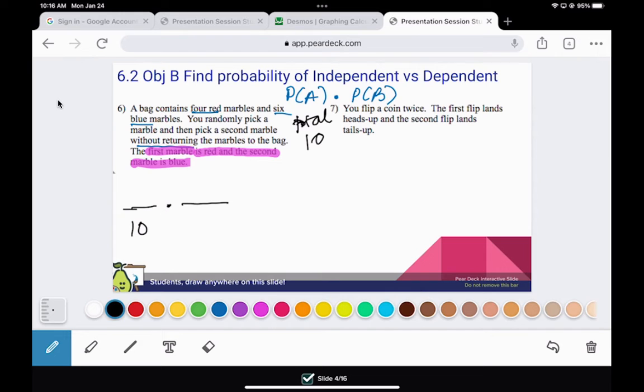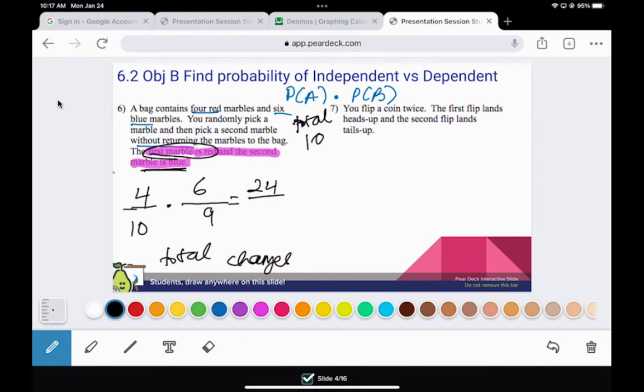The first event was red. So that's 4 out of 10, because I have 10 marbles and I have 4 red. Then the other one said the second is blue, but here's the problem. You took 1 marble out and you kept it out. You don't put it back. So now your total has changed. Now it's down to 9. You don't have 10 marbles in the bag anymore. You have only 9 because you took 1 out and kept it. Now the second event is blue. We have 6 blue, so that's 6.